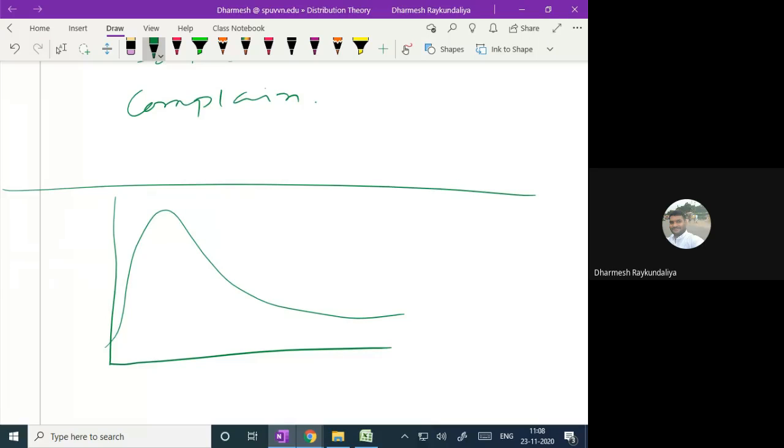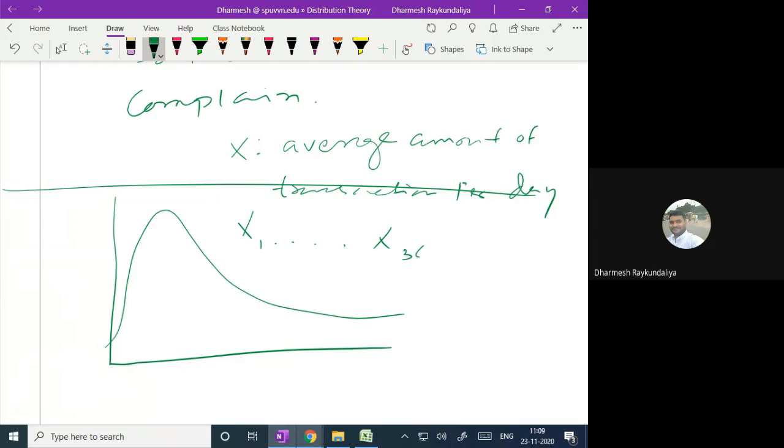Now let me help you. You have to first identify whether your random variable x has the gamma distribution or not. And what is x here? X is nothing but the average amount of transaction per day. So x is this, and how many such figures are given? X1, x2, up to x365.